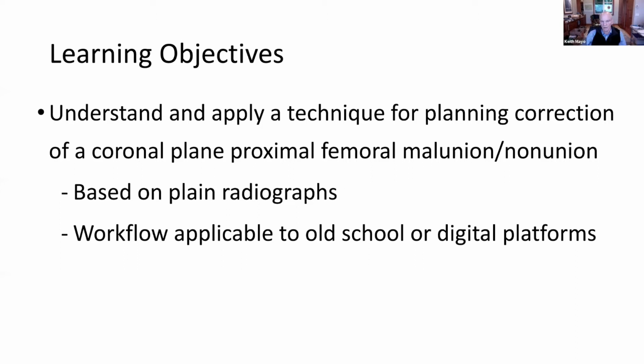And hopefully the workflow that we do here, basically in old school paper cutouts, will be transposable to most of the digital platforms. I don't have extensive experience with anything except for OrthoView, but it worked well with that. And I'm sure that with the experience you'll get with BoneSetter, you'll be familiar with that as well.